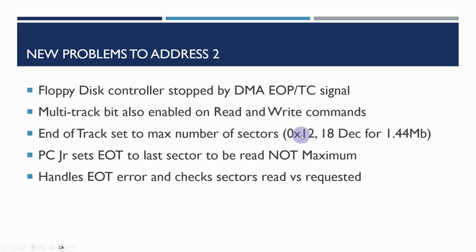The problem with this is that you end up actually reading up to 36 sectors when you only want one. Now, under normal circumstances, the DMA controller will send the terminal count signal to the floppy disk controller and say, that's enough, go on to the next request. Now, what the PC Junior does, when it's passing the end of track parameter in on reads and writes, it sets it to the last sector it wants to read, not the maximum. And then it handles this end of track error, end of cylinder error, and checks that the number of sectors that it's requested matches those read, and then it succeeds.